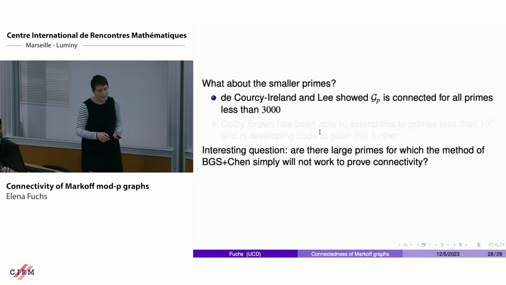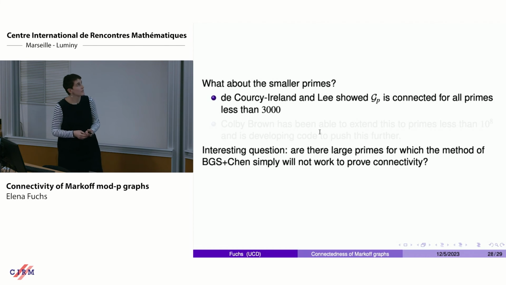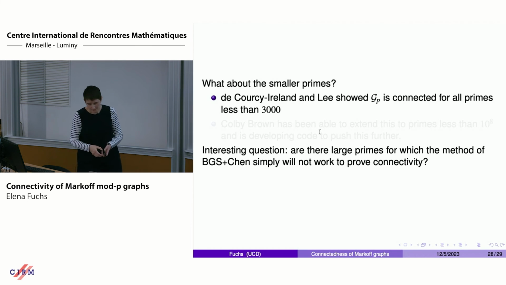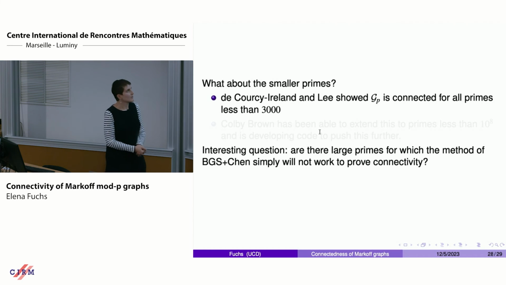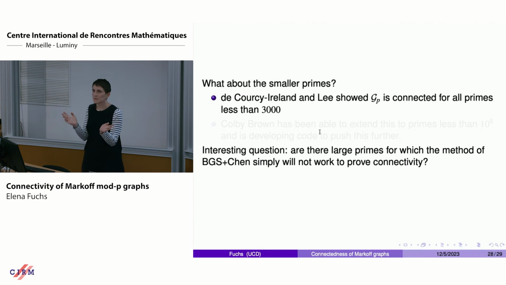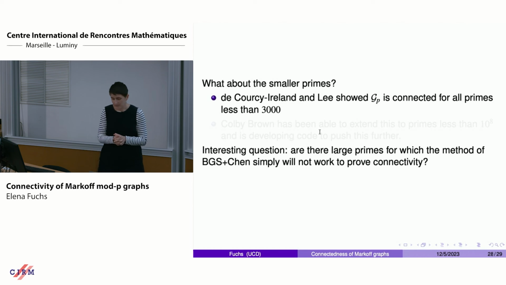So De Corsi, Ireland, and Lee, their paper actually focuses not just on connectivity, but also on expansion of these graphs. I didn't mention this, but I should say that the chef's kiss result about these Markoff graphs mod P would be not just that they're connected, but that as a family they make up an expander family. This is conjectured to be true by Bourgain-Gamburd-Sarnak.